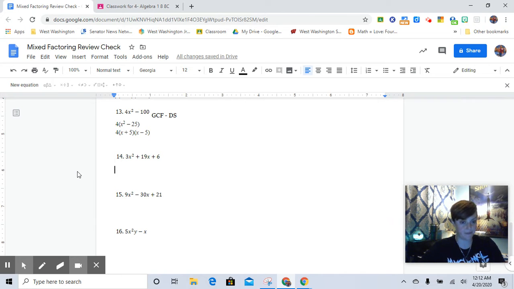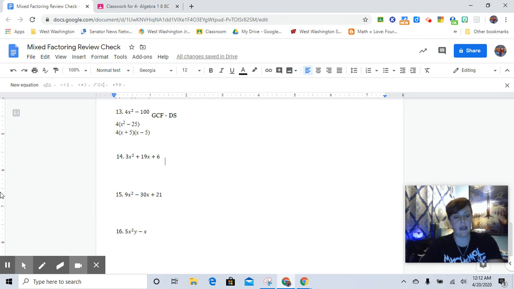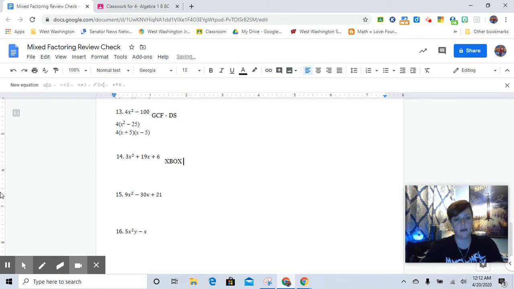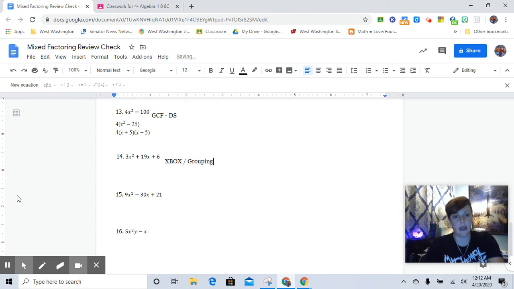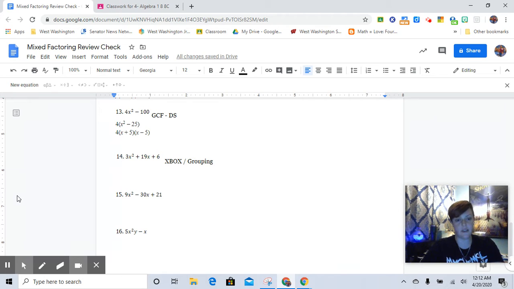Okay, moving on. This one right here, 3x squared plus 19x plus 6. Got super excited whenever I saw the 9, realized it was 19. 19's prime, not going to work. So this is going to be an x box because there's not a GCF on this. If I could get rid of that lead coefficient, I could get rid of the box or the grouping aspect of this, and I would not have to work as hard, I guess. But yeah, we do have to do the grouping method.